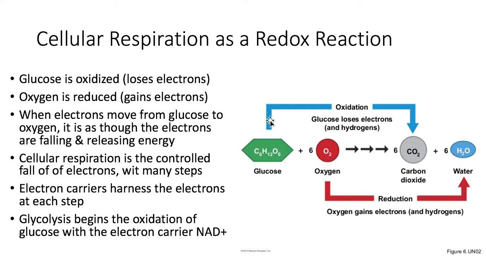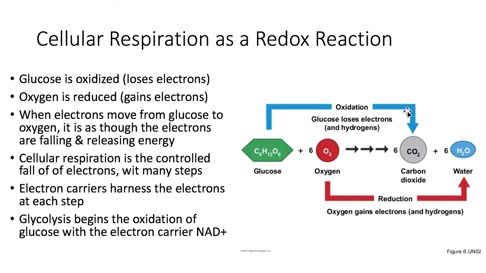But we're going to focus right here on this part. How do we get from glucose down to carbon dioxide? What's happening here is a controlled fall of electrons. So as glucose is broken apart, as it is oxidized, you're going to have a controlled fall of electrons.